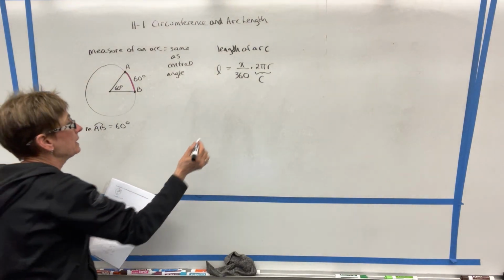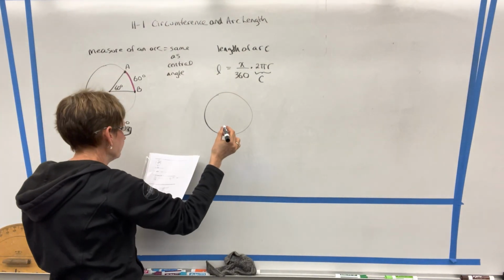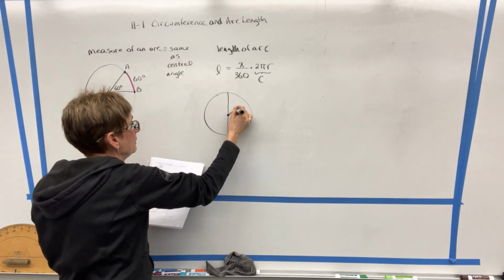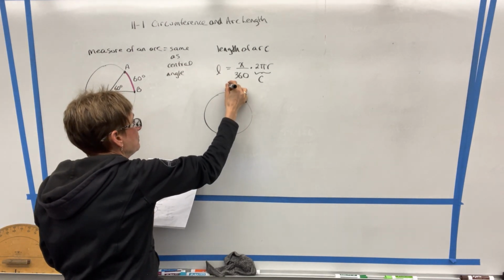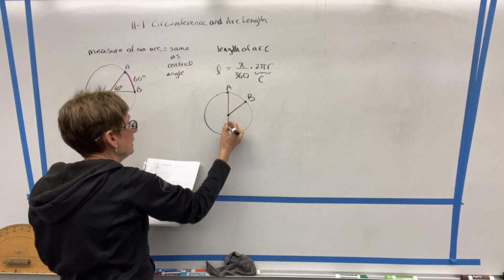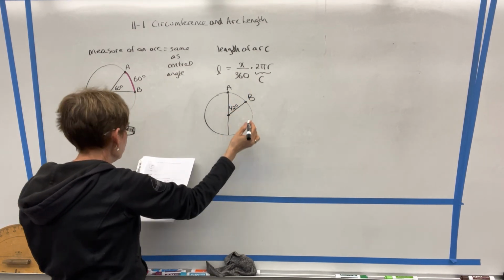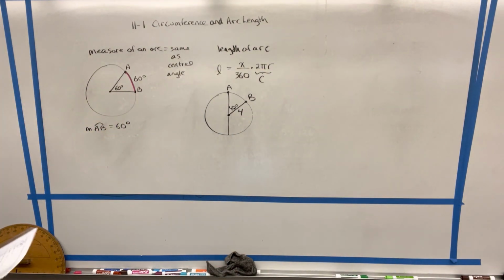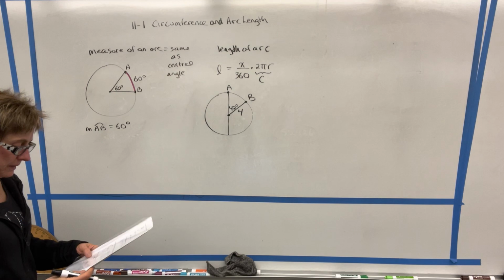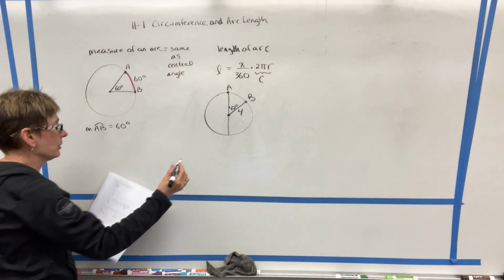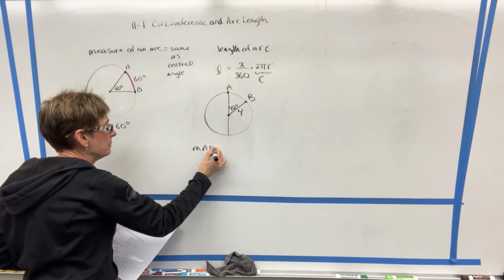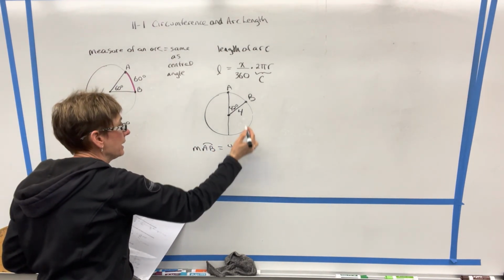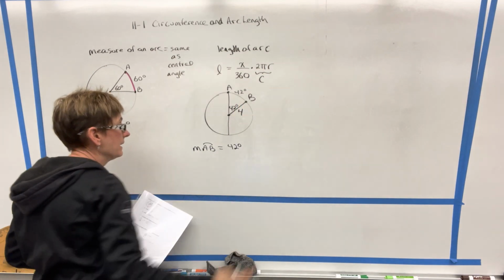So let's do a particular example using that formula. We've got a circle here and a diameter, and then I have the endpoints of an arc AB and a central angle of 42 degrees. The radius is 4. So let's talk about a few things here. Let's find the measure of arc AB. The measure is simply going to be 42 degrees, right? Because it's just the same as its central angle.